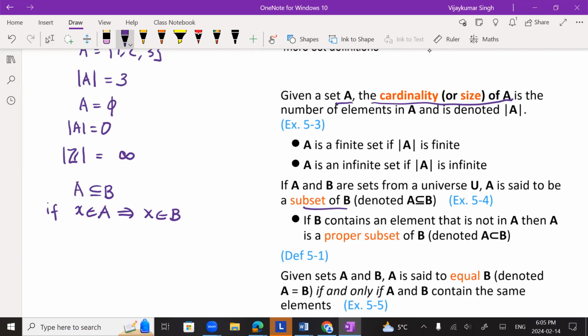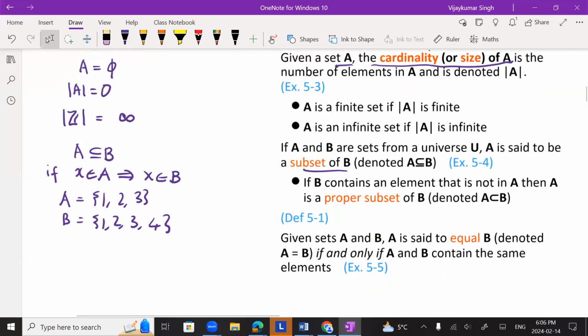Let me give you an example. Suppose I have set A is {1, 2, 3}, and my set B is {1, 2, 3, 4}. Then you can clearly see that A is a subset of B. You agree? Yeah. So here we have, if x belongs to A, then x belongs to B. This is the definition.